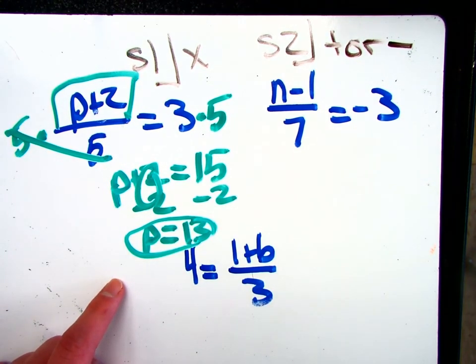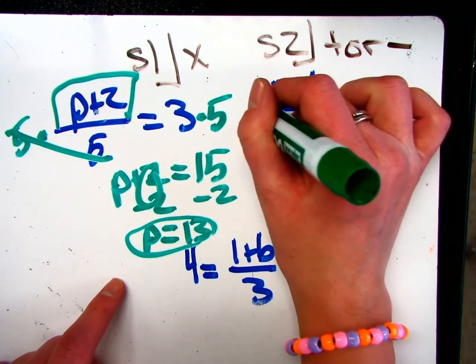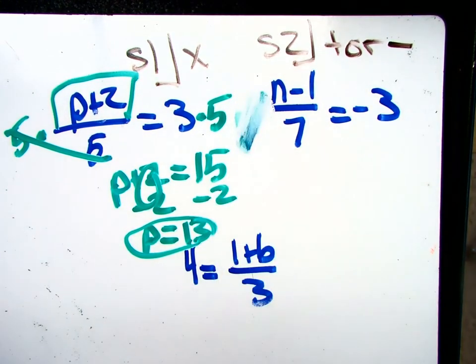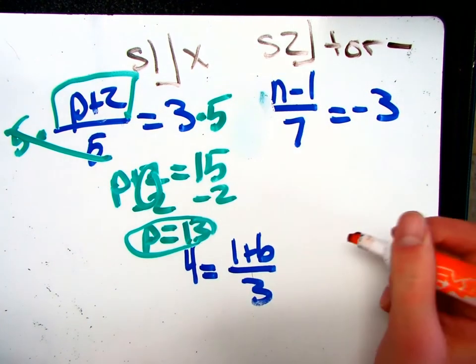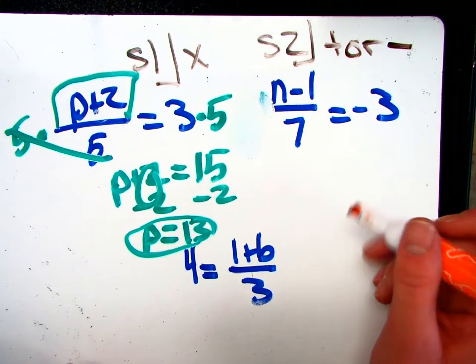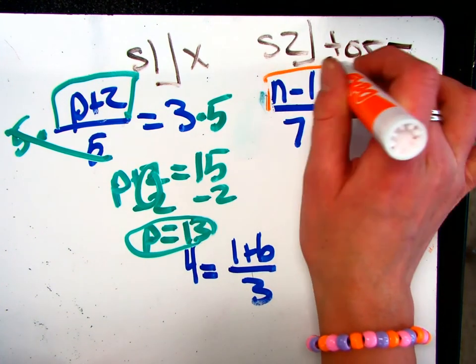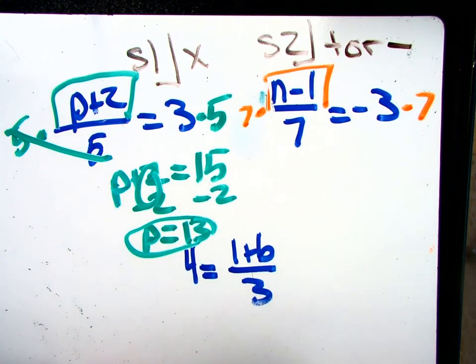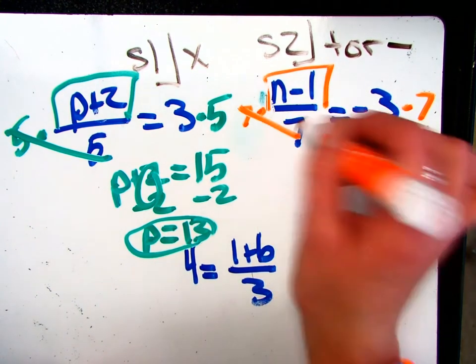Okay, second example, n minus 1 over 7 equals negative 3. Again, remember, we can't do anything with the top yet, so we're going to multiply by the number on the bottom to be able to get rid of the fraction.